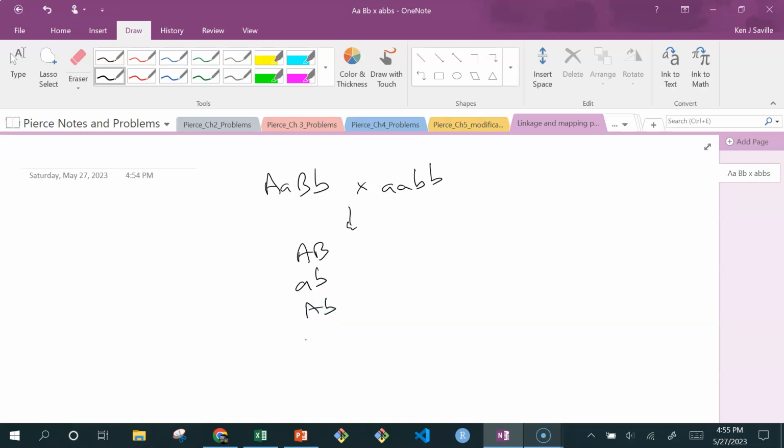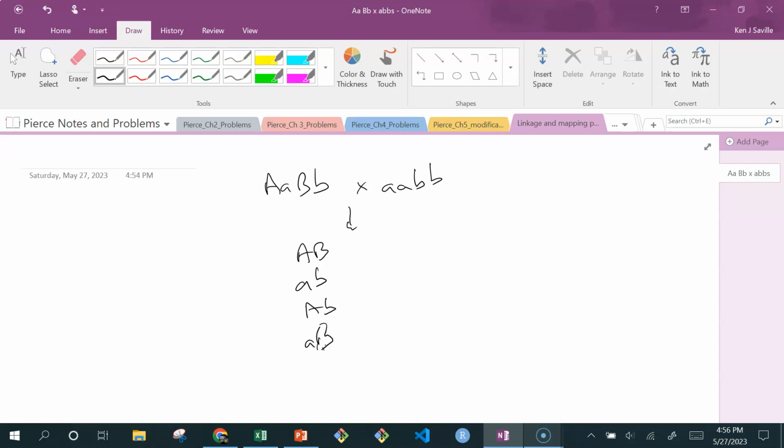So these would be gametes, but these can also represent the phenotypes for whatever we're looking at. And then maybe we'll do a couple of problems. But we saw before that whichever of these categories is the most are the parentals.